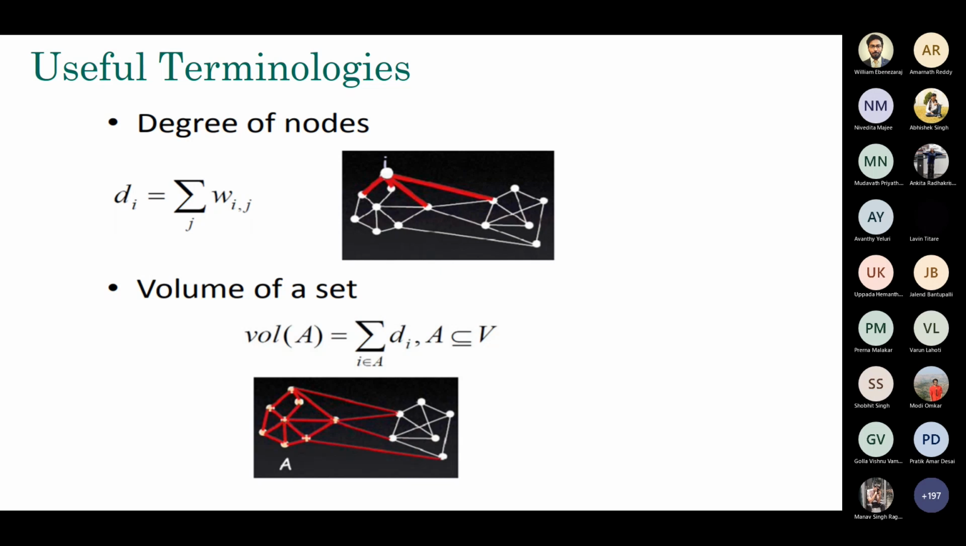Now volume of a set. What is the volume of a set? A set is nothing but a bunch of nodes, and they also have their degrees. So the volume of a set is nothing but the sum of the degrees of all the nodes in the particular set.